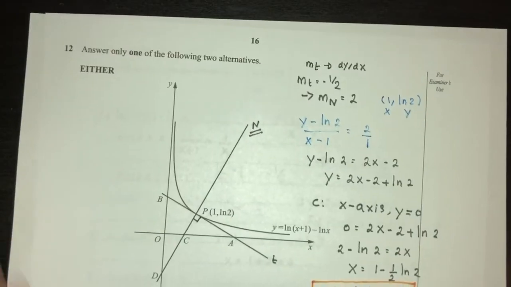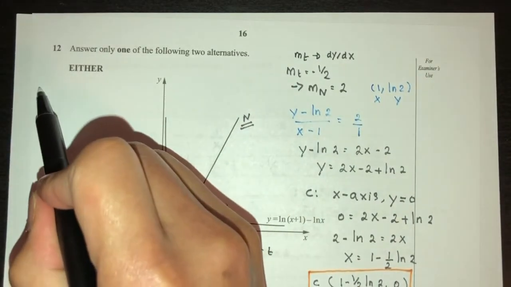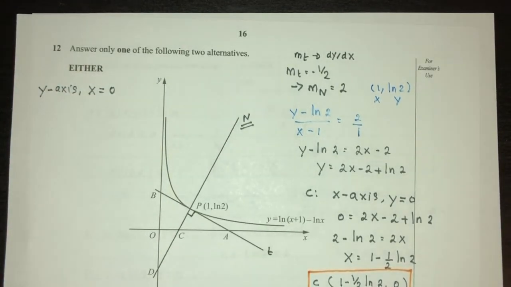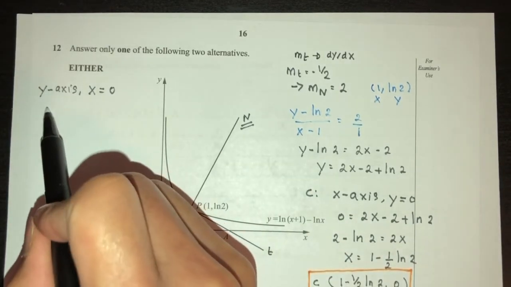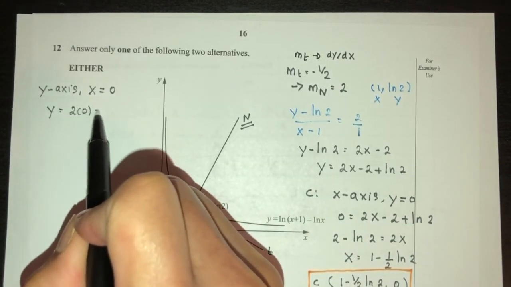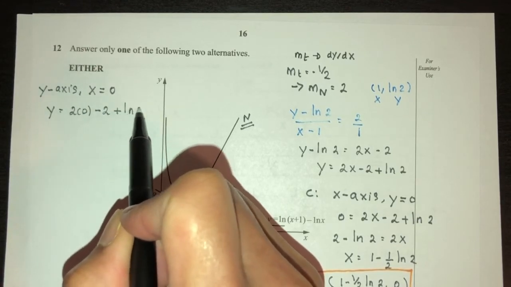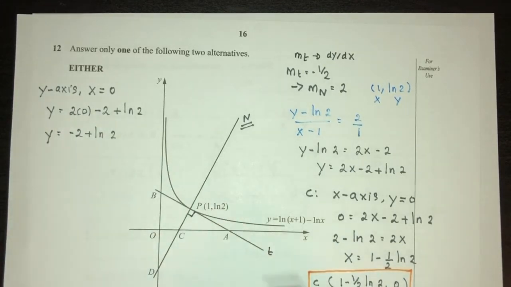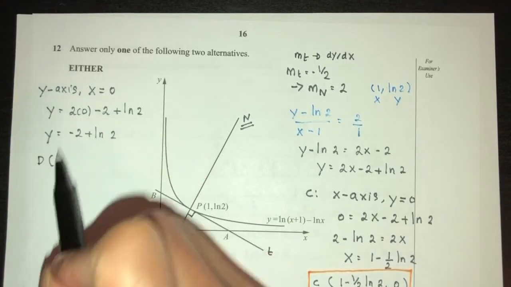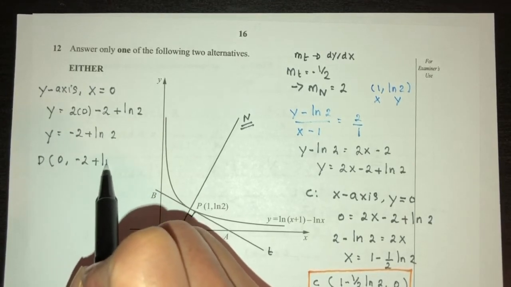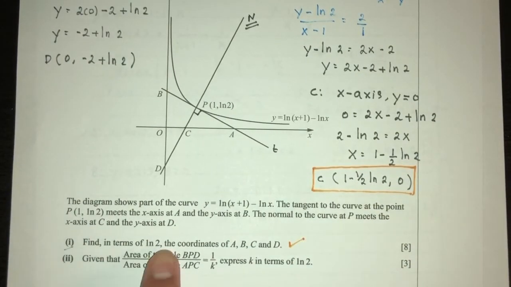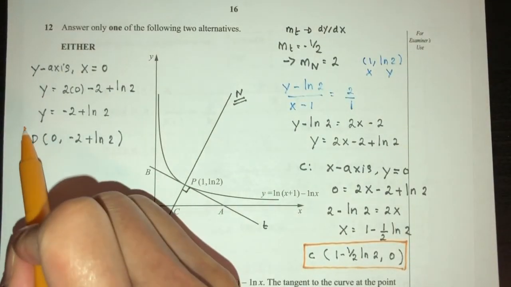Now we have to find D. D is on the y-axis. So again, same steps. On the y-axis, what is true? The value of x has to be 0. So replace back in your equation. You will have y is 2 times 0 minus 2 plus ln 2. So y will be minus 2 plus ln 2. So this is the point D. D is x is 0, then y is minus 2 plus ln 2. As you can see, we have found all the points A, B, C, and D. This is all we need for this one in terms of ln 2, right? That is your first answer.